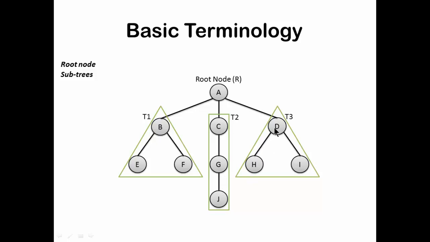If I ask you, is there a subtree for D? Yes, there is a subtree for D because there are nodes under it as well. So the trees which lie one level down to the asked node will be called the subtrees. Leaf nodes are the nodes which do not have a child. That means the last node on the tree will be the leaf node. So here we have got E, F, J, H and I, 5 nodes that do not have any children. Therefore, these are the leaf nodes.